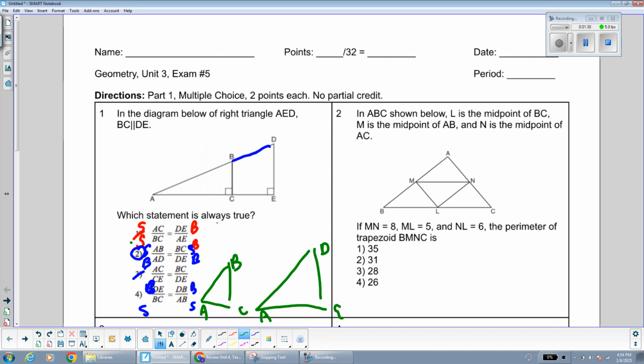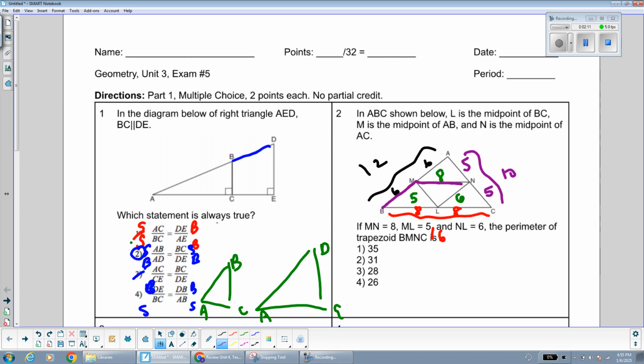For number 2, we have that MN is 8, we have that ML is 5, and we have that NL is 6. And now we need to find the perimeter of trapezoid BMNC. So we have midsegments here because we have midpoints connecting the sides together. So if MN is 8, since it's the midsegment of the side, this side's 16, so this is 8 and 8. And if this is 6, this side's 12, so 6 and 6. And if this is 5, then this is 10. So we have 5 and 5.